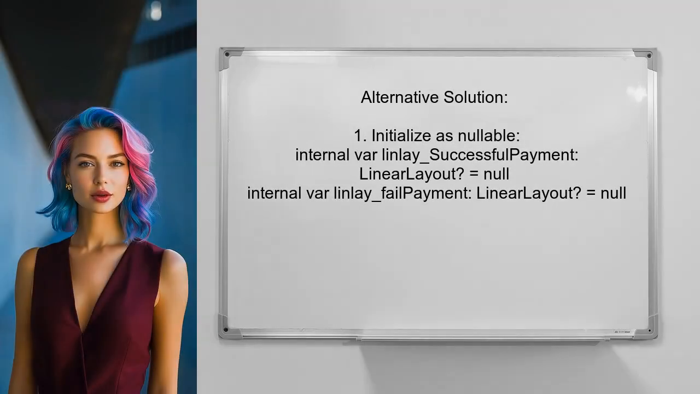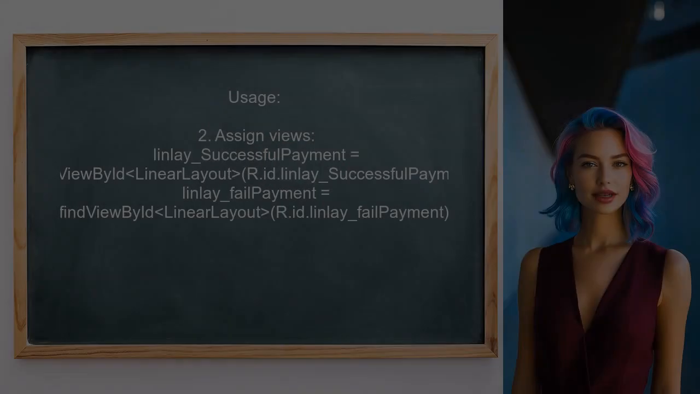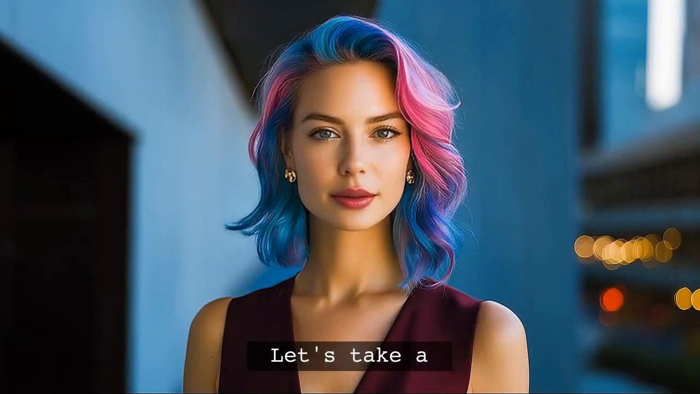An alternative solution provided by another user suggests initializing your linear layout variables as nullable. They recommend using the syntax with a question mark, allowing for null values. Then, to use these views, simply assign them using findViewById with the appropriate type. This approach helps avoid null pointer exceptions. Let's take a moment to review another user's answer.